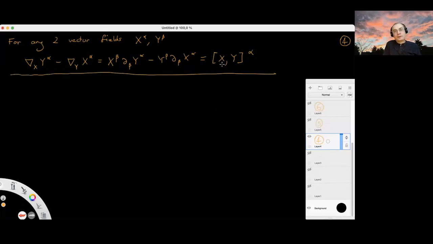So if you ever encounter the commutator of two vector fields in a general relativity or differential equations or differential geometry paper, this is what they're talking about. So we have shown that the commutator [T, ψ] has to be equal to zero in this setup. Once we have established that, we know that ∇_T ψ^α − ∇_ψ T^α is zero, and we also know that ∇_T T^α is zero.